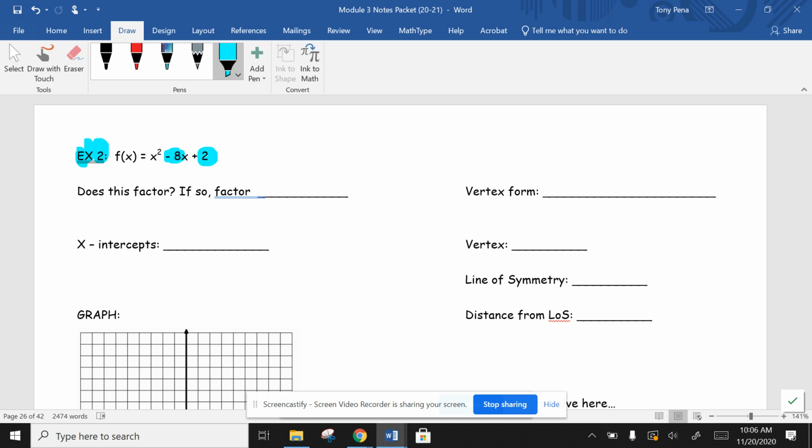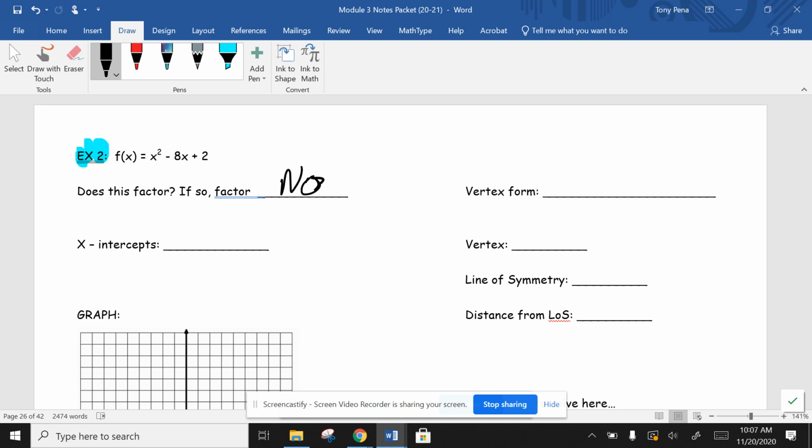So hopefully it wouldn't take you too long to realize there's no numbers that multiply to be 2 that are going to add up to be an 8. So with this, the answer to this question is no, this is not going to factor. So that's the first thing we want to understand. This is not going to work for us.